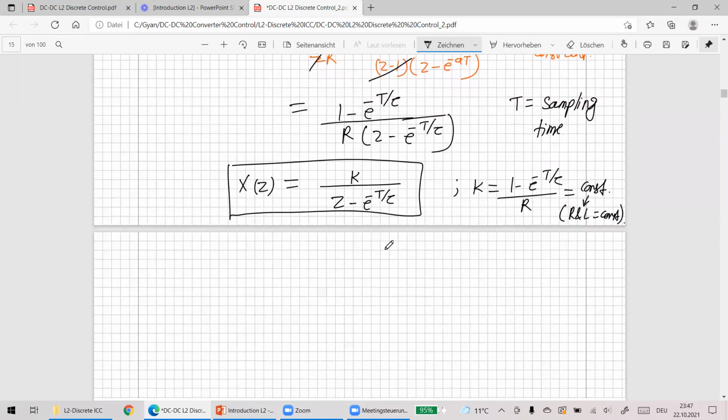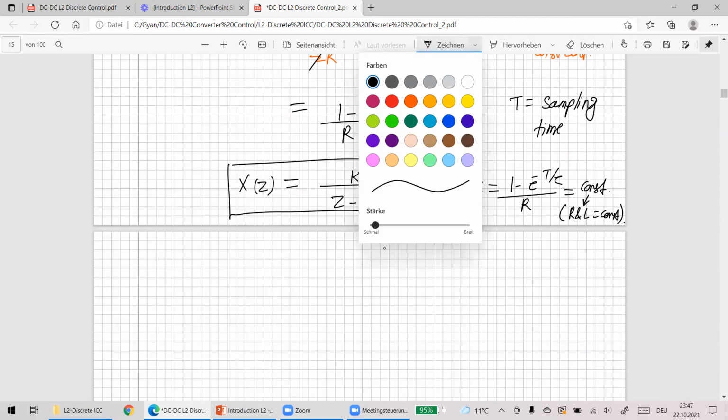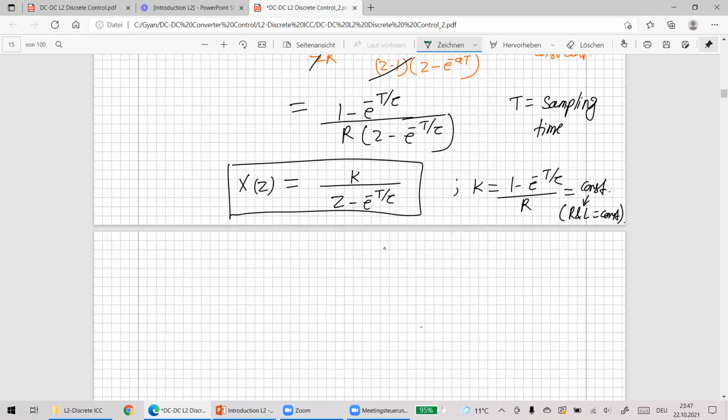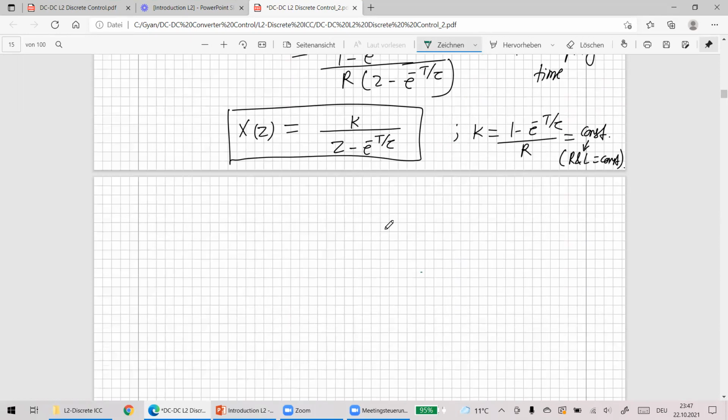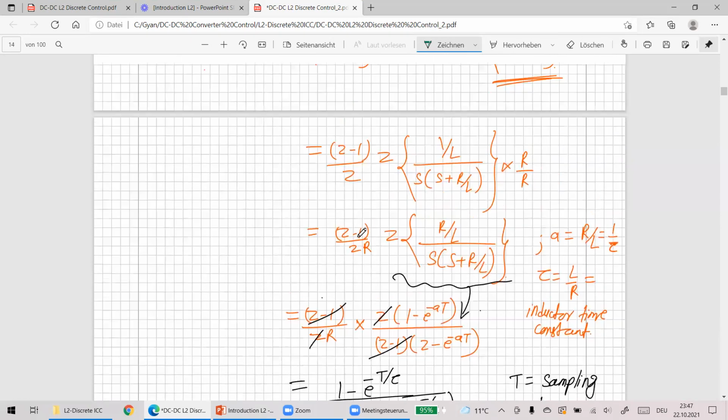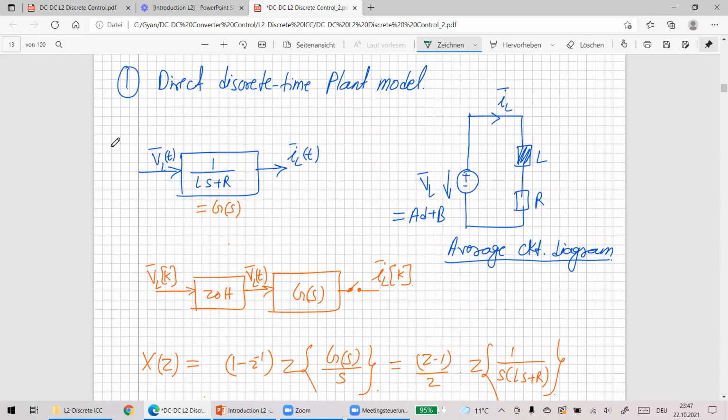Looks simple, isn't it? Now let's draw our plant model in discrete time domain. So this time we will draw our plant model in discrete time domain. So this was the plant model in continuous time domain.